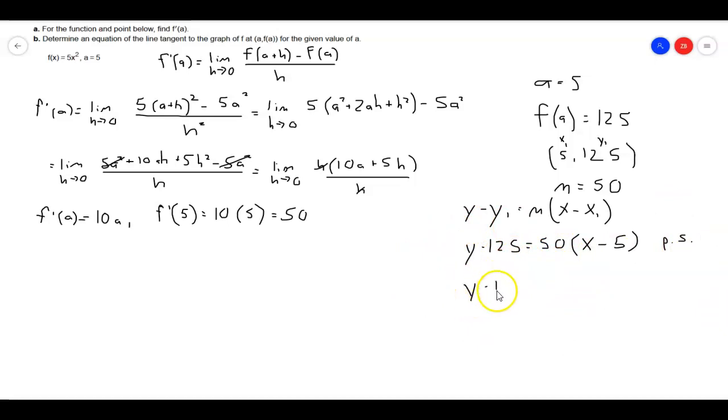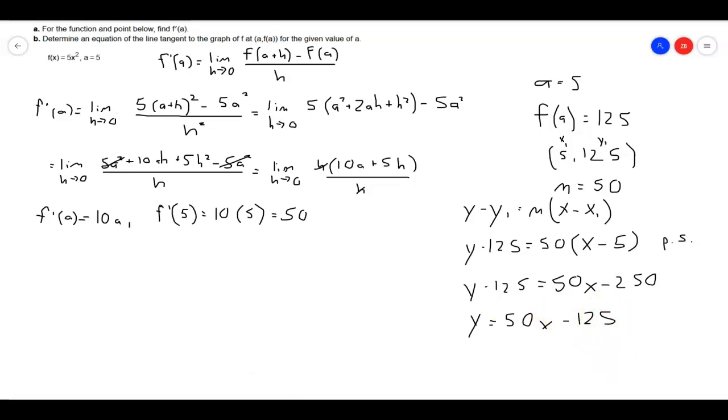So y minus 125 is equal to, I'm going to distribute that, 50x minus 5 times 50, which is 250. And then add 125 to both sides, so y is equal to 50x minus 125, because we added 125 to both sides.